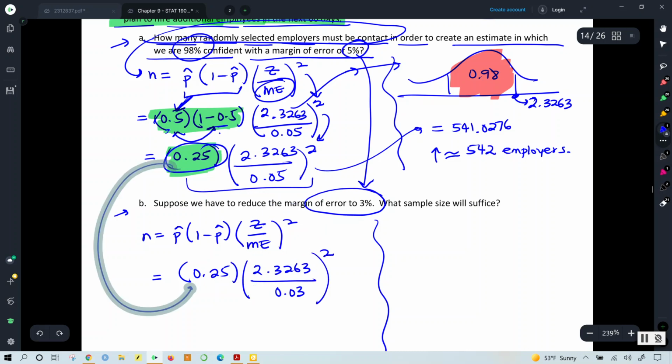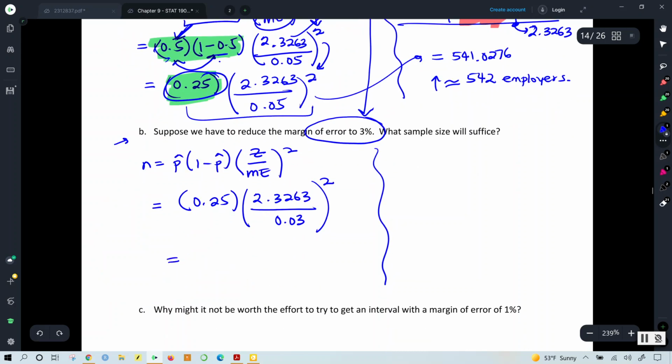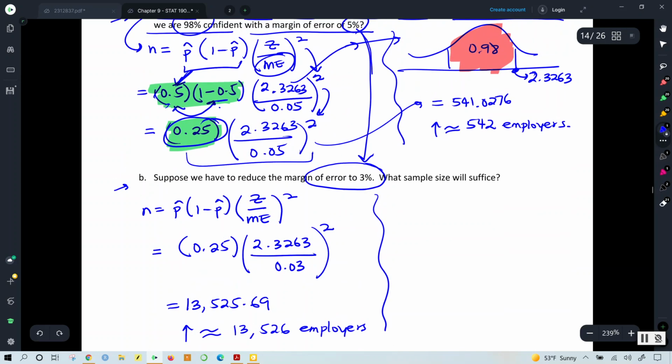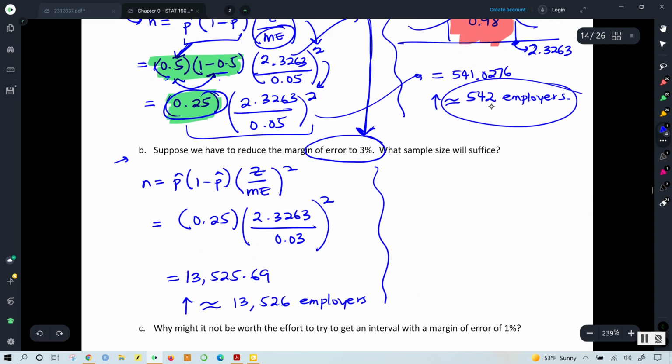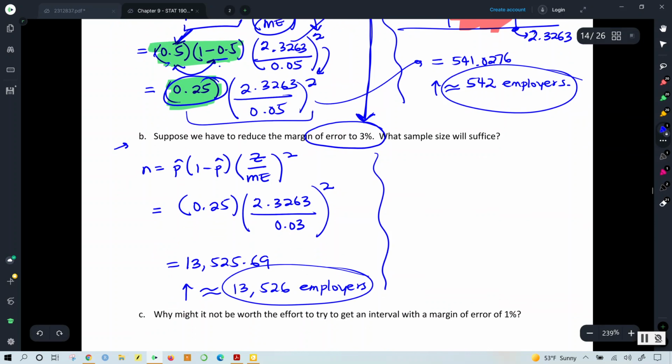So with that said, what would we get? In this case, we'll get approximately 13,525.69. If we round up, that'll be approximately 13,526 employers. What do you think? Just dropping the margin of error by 2% increases our workload from 542 employers to contact to 13,526 employers. That is quite a significant stretch there.